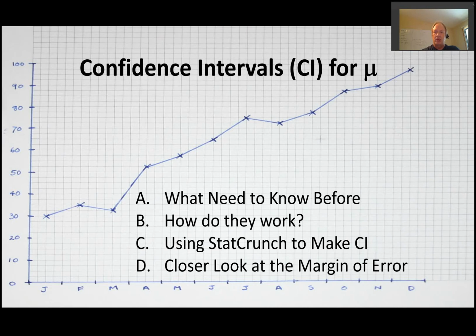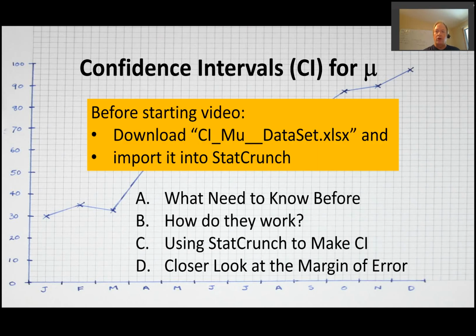And then we're going to actually use StatCrunch to make the confidence interval for a couple of examples and see how that works. And finally, we're going to take a closer look at the margin of error. And we want to try to understand what factors affect it and how. But before we start, you probably want to pause the video if you haven't done this already and go ahead and download this data set, which is in this module, and go ahead and import that into StatCrunch.